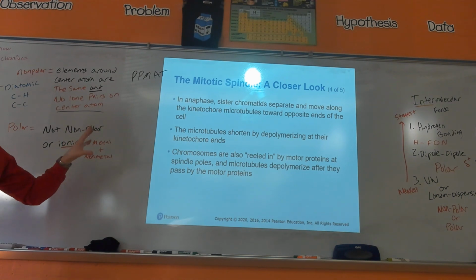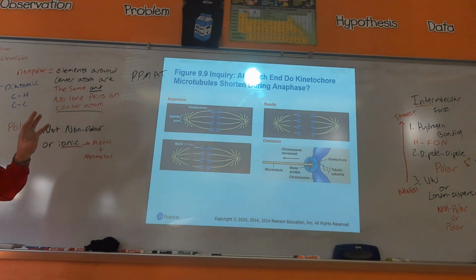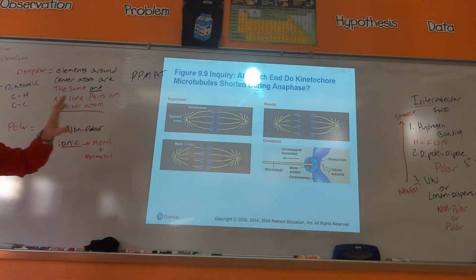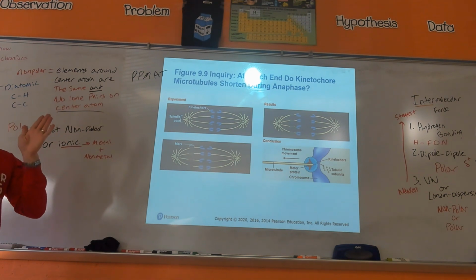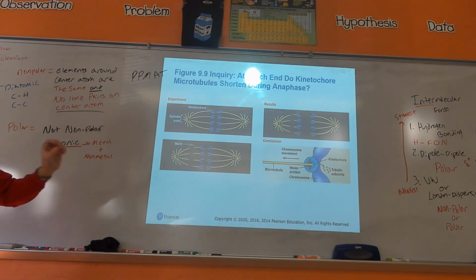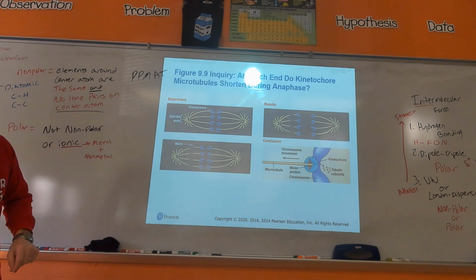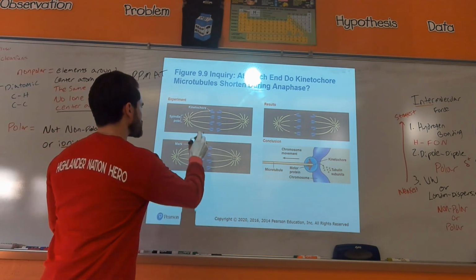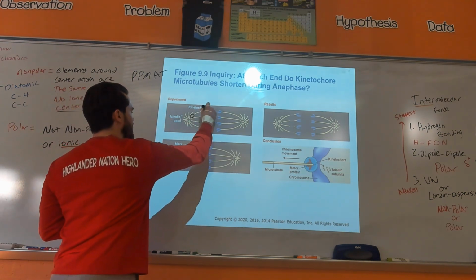A little bit more detail on how we separate those sister chromatids. If we look at this picture here, what's going on is they were trying to figure out, when the sister chromatids separate, where do the microtubules shorten? Are they shortening at this end, or are they shortening at this end?